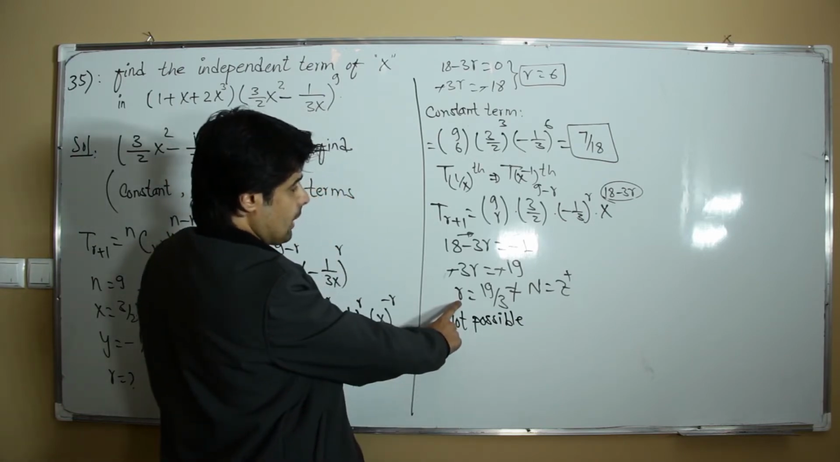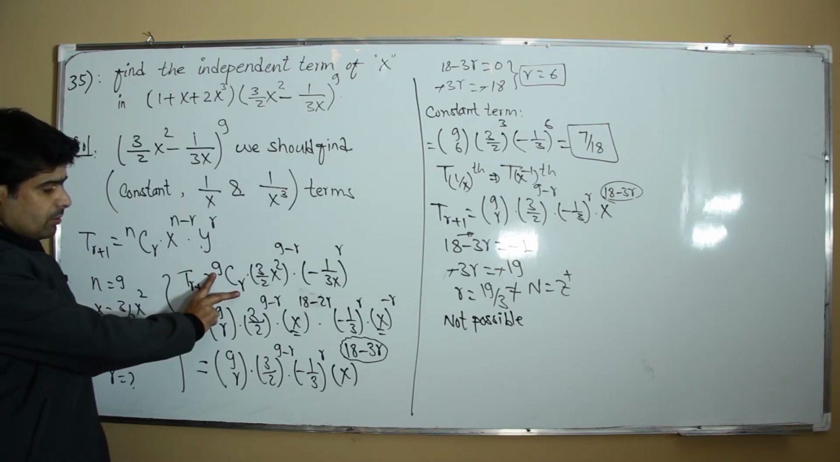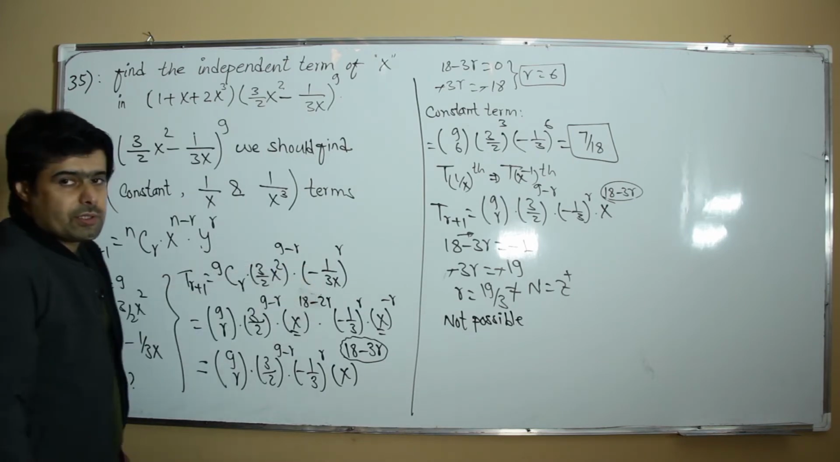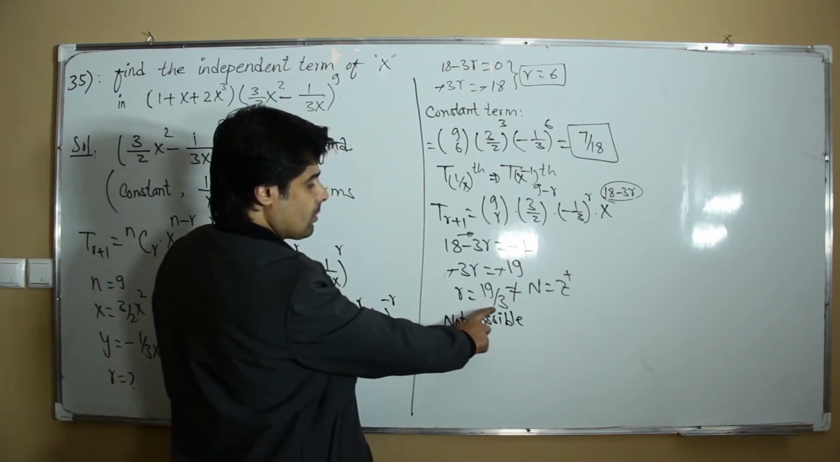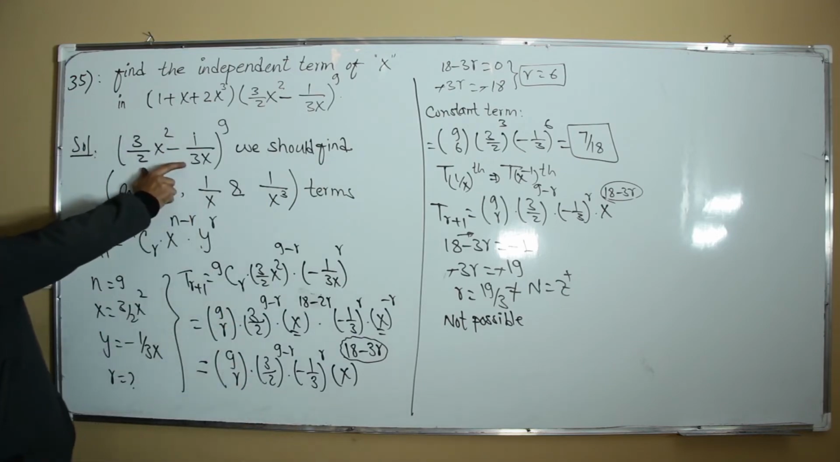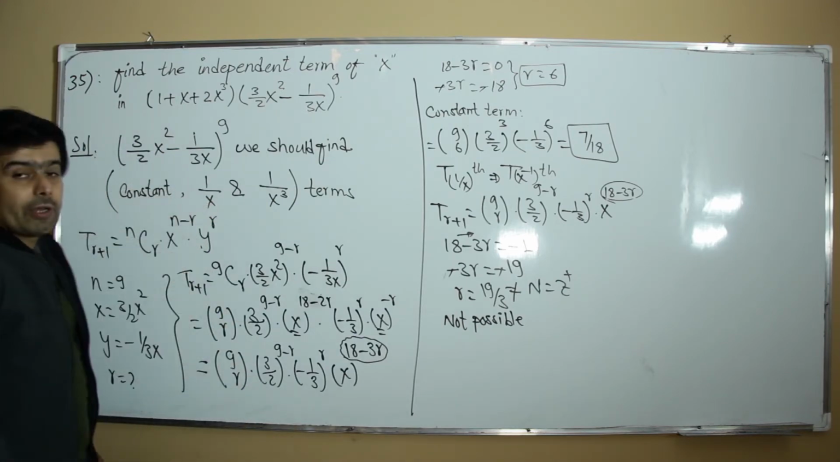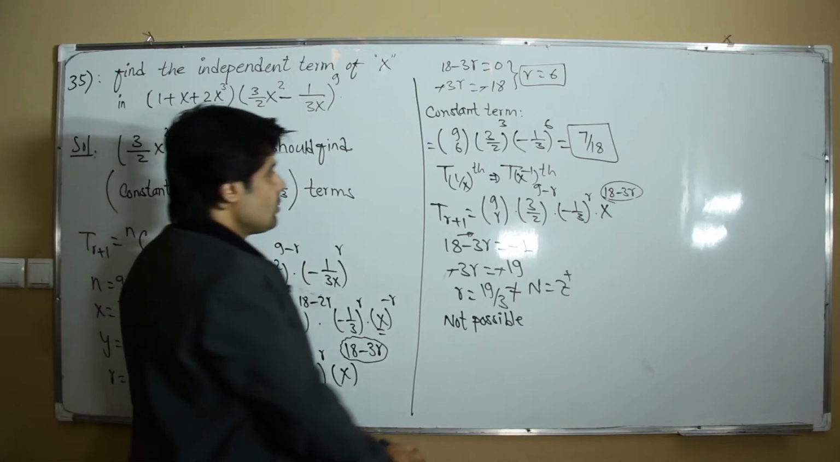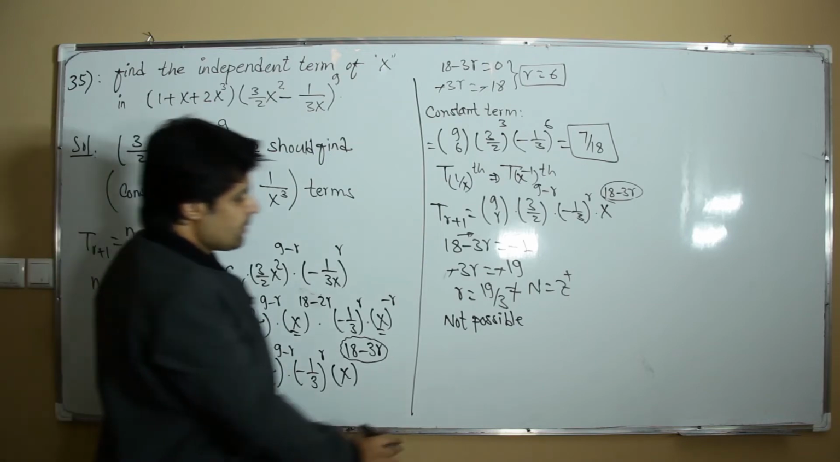r and n should be natural numbers or positive integers. But here, r is a fraction. It shows that there is no term in this expansion which has 1 divided by x. Now, come to the 1 divided by x cubed term.